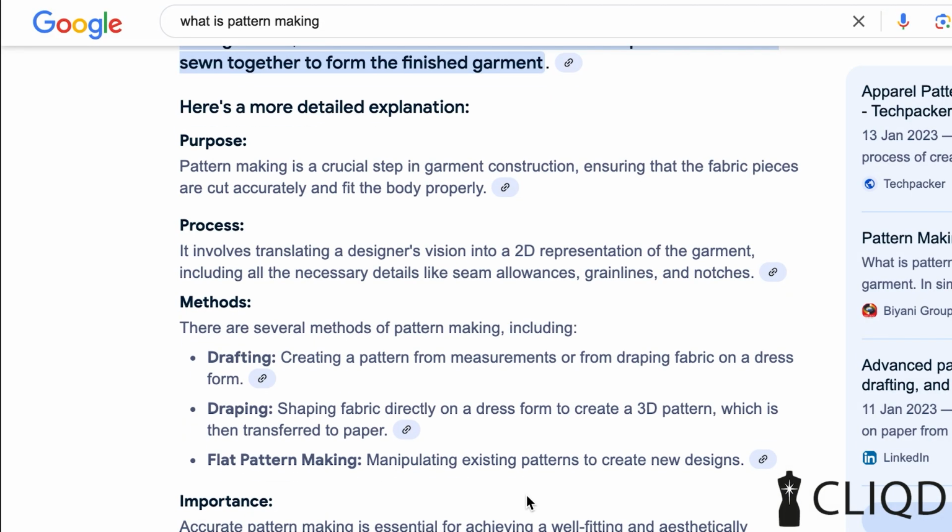Wow, so inspiring. What a great reason to get out of bed in the morning. And how do we do this? It involves translating a designer's vision into a 2D representation of the garment, including all the necessary details like seam allowances, grain lines, and notches. Hands up who wants to do pattern making.